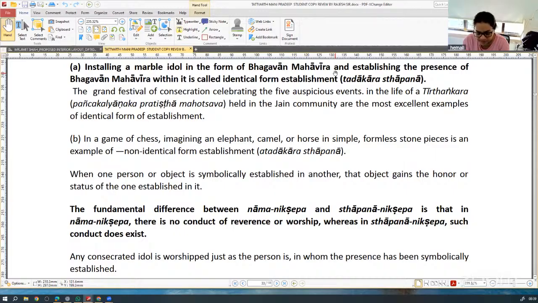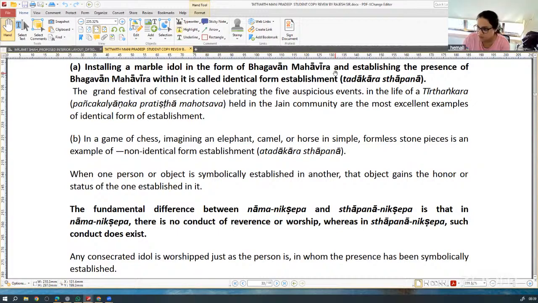The grand festival of consecration, celebrating the 5 auspicious events in the life of Tirthankar, Panch Kalyanak Pratishtha Mahotsav, held in the Jain community, are the most excellent examples of identical form of establishment. In the game of chess, imagining an elephant, camel, or horse in simple formless stone pieces is an example of non-identical form establishment, Atadakar Sthapna.